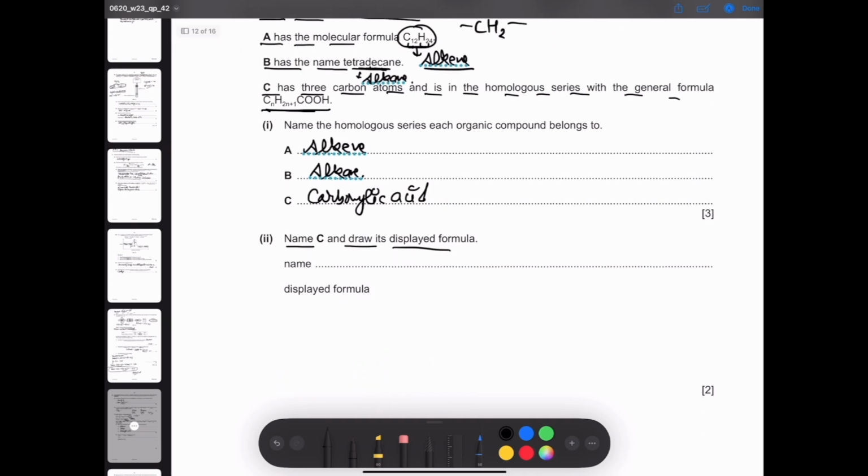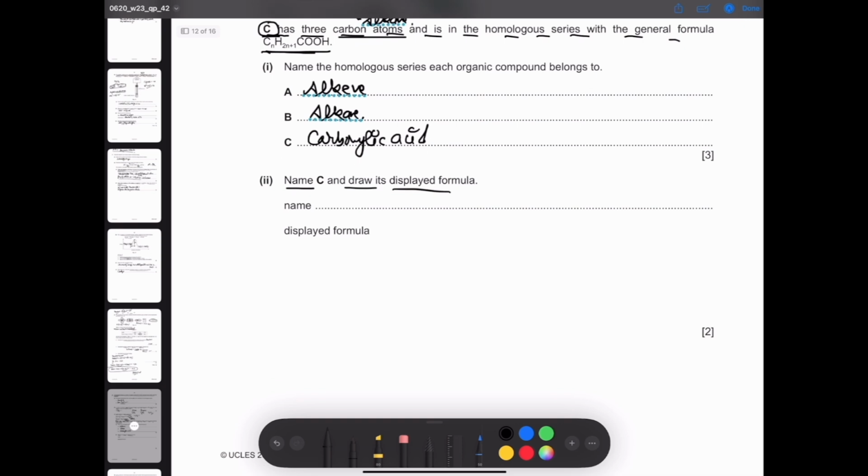Now, a lot of students end up making mistakes in this. Just think about it. They're saying that C as a molecule has 3 carbon atoms and it's a carboxylic acid. So, what is a 3 carbon atom carboxylic acid? It is propanoic acid. Now, when you draw the structure, draw 3 carbon atoms, put one double bond O, then H, then satisfy the other valencies.